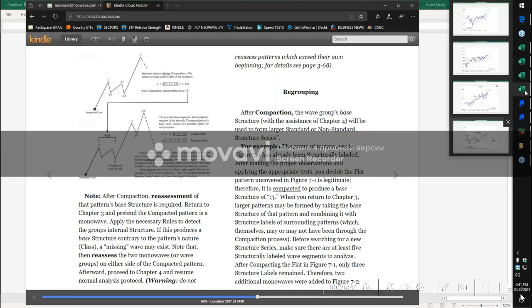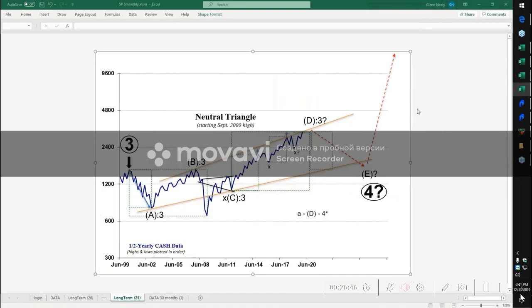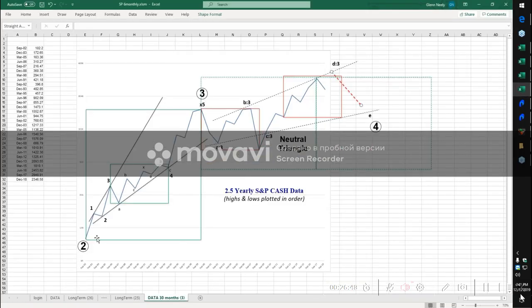So I can show you how I use this information on the S&P. Here is the 5-wave move we had from the low in 1982. It took almost 20 years. So it was 18 years, maybe a little bit more, but around 18 years. So that's how I knew that the correction after wave 3 would take about 20 years.